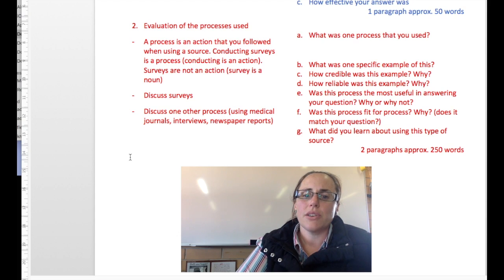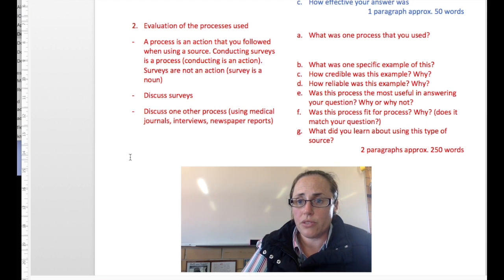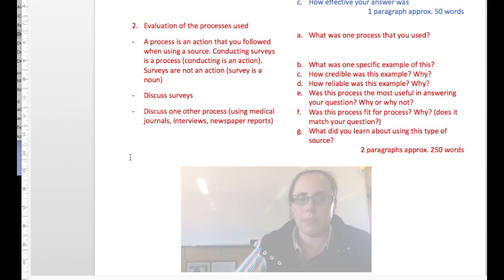All right. So in total, you need to do 2 paragraphs. So you need to provide an explanation for 2 different processes that you use. Maximum of 250 words for both of those paragraphs. They don't have to be sexy paragraphs. They just have to follow A, B, C, D, E, F, G. All right. That's all I'm asking you to do in this one.